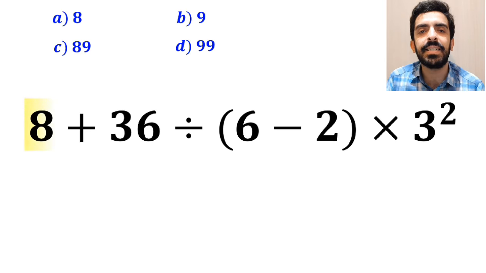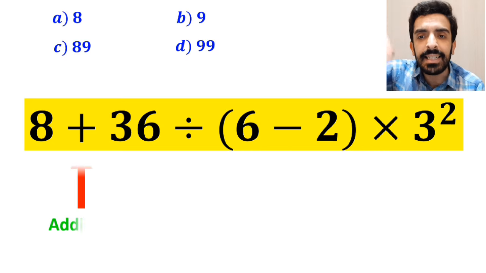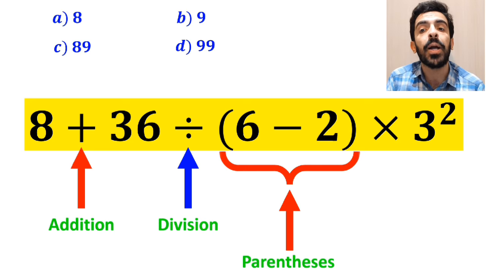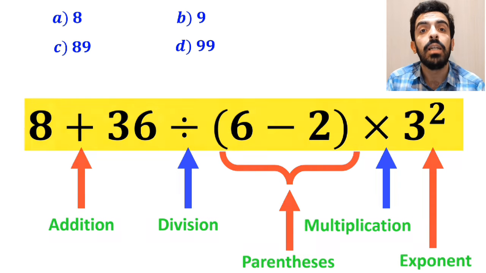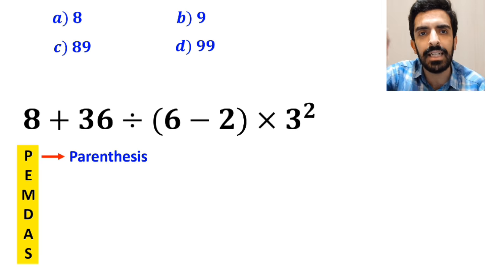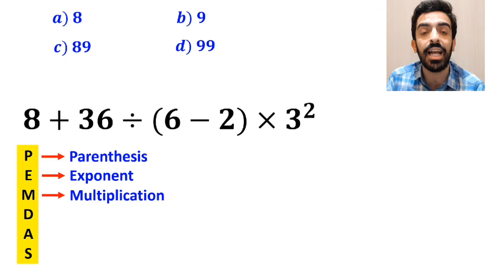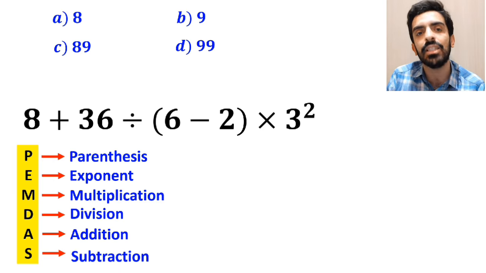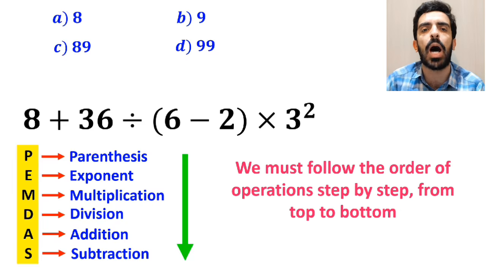Alright, now let me explain step by step how to solve this expression properly. As you can see in the image, in this expression, first we have an addition sign, then a division sign, followed by parentheses, then a multiplication, and finally an exponent. To solve this problem, we must follow the PEMDAS rule. In this rule, P stands for parentheses, E stands for exponent, M stands for multiplication, D stands for division, A stands for addition, and S stands for subtraction.